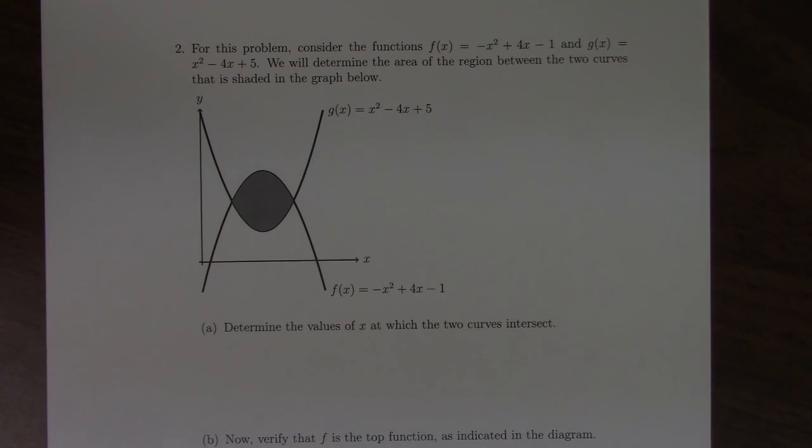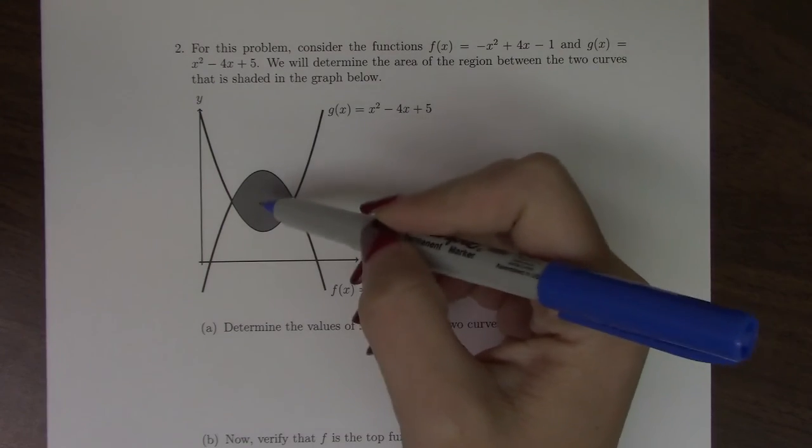For problem 2, we want to consider the functions f of x equals negative x squared plus 4x minus 1, and g of x is x squared minus 4x plus 5. And we'll determine the area of the region between the two curves that is shaded. So I only want to calculate the area here.